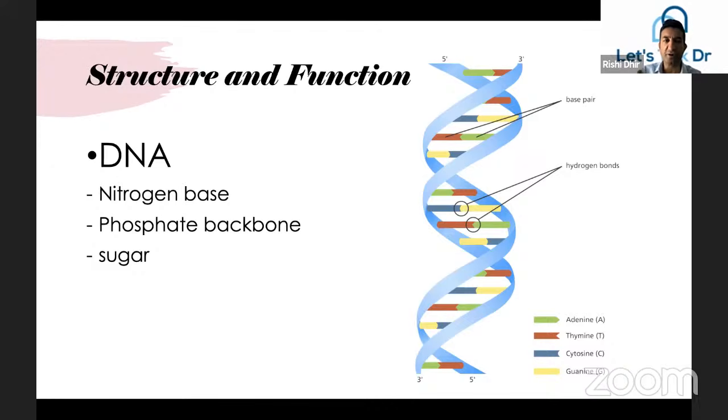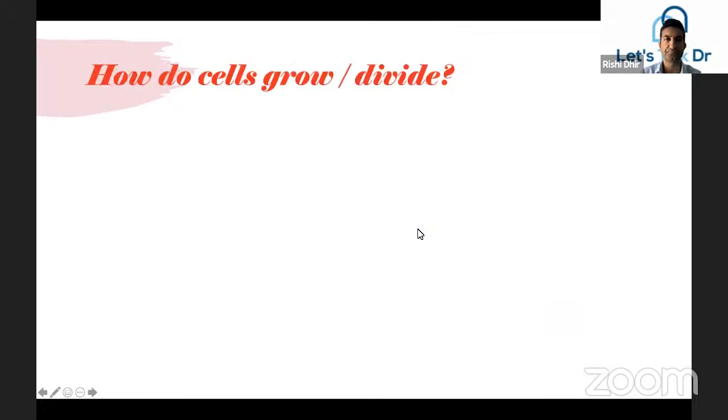And it's important to note that DNA has a double helix structure with paired bases in the center joined by hydrogen bonds. So double helix is the buzzword I want you guys to remember. And certain bases can only pair with each other. So adenine can only pair with thymine and guanine can only pair with cytosine.